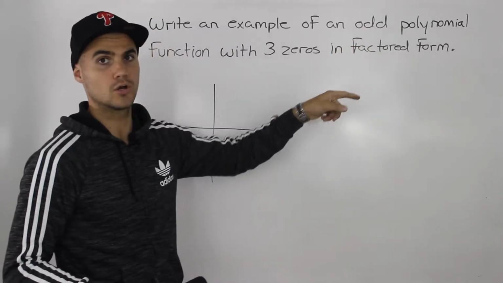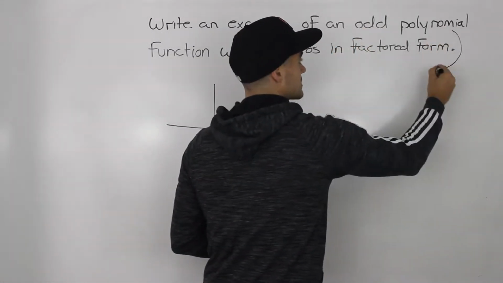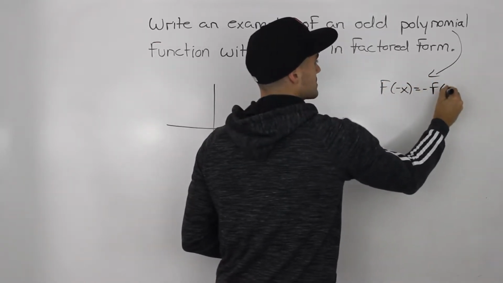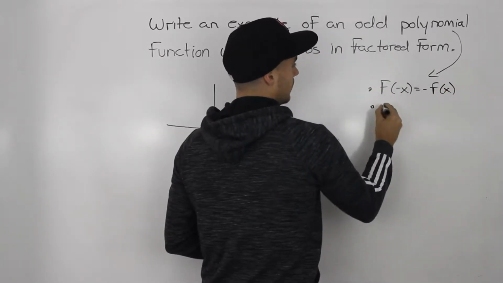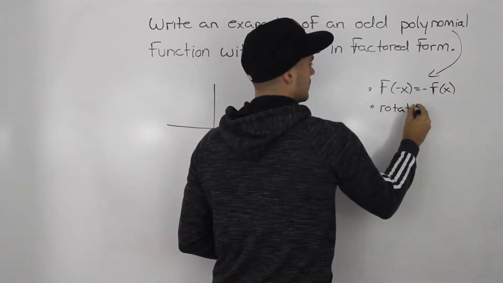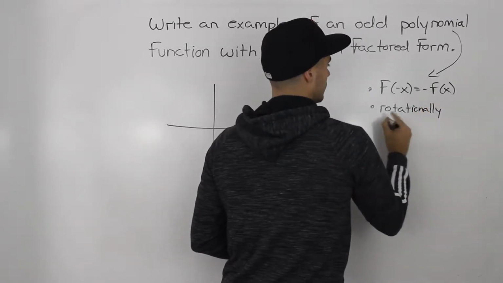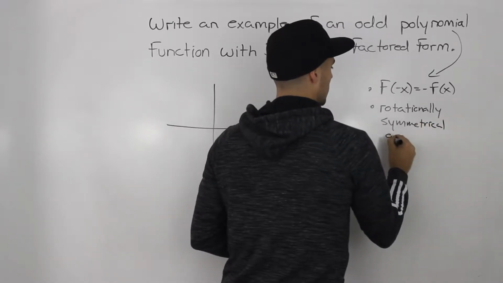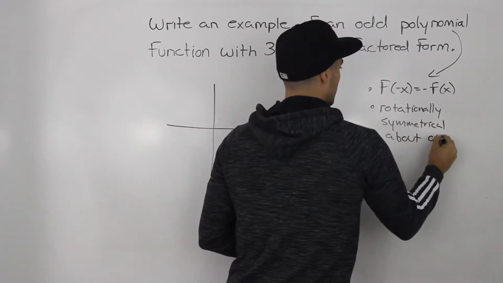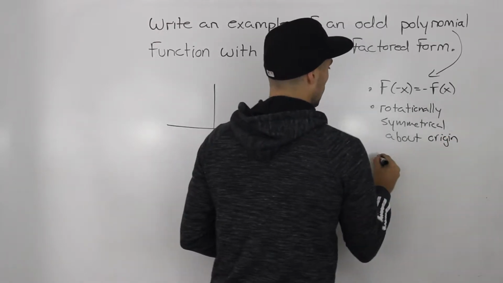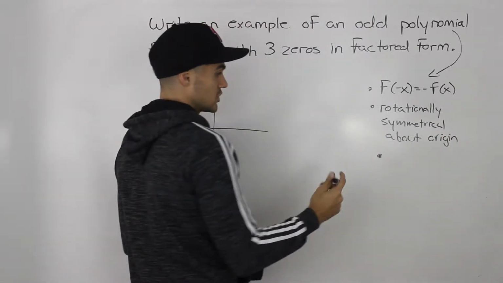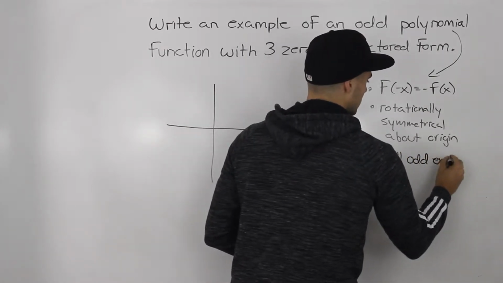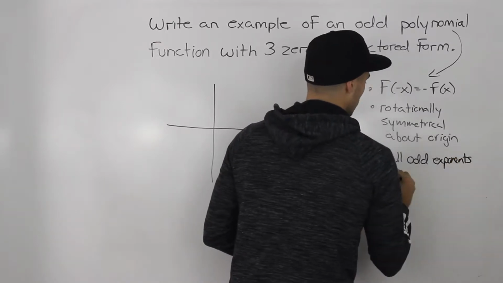If you remember, an odd polynomial function, what does that satisfy? So that means that f of negative x has to equal negative f of x. It also means that what? It's rotationally symmetrical about the origin. And another way to look at it, if you just look at the equation, is that the function has all odd exponents and no constants.